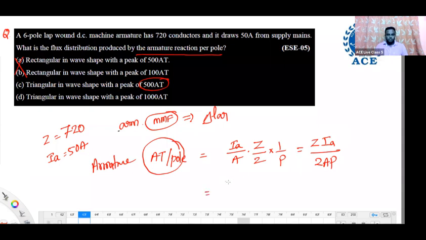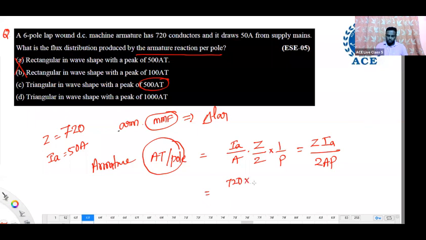This is equal to the conductors given, 720, and current Ia given as 50, divided by 2A. As it is lap connected, A equals P, that is 6, and P is also 6. Calculate this, how much do we get? Yes, 500 ampere turn will come. And the shape we already know. What is the shape of that armature MMF? Triangular shape. So option C is correct.